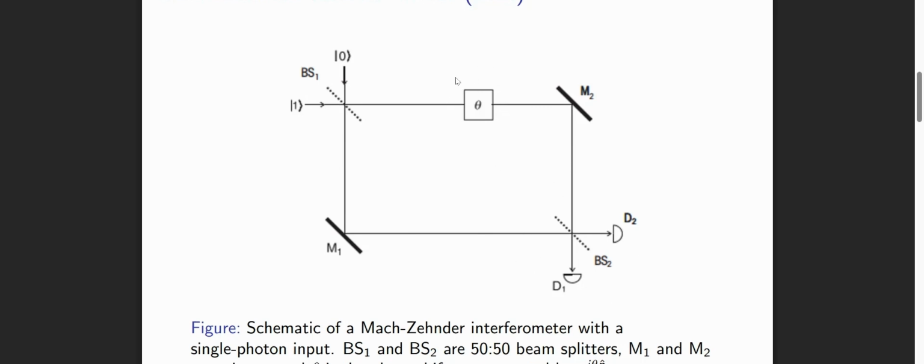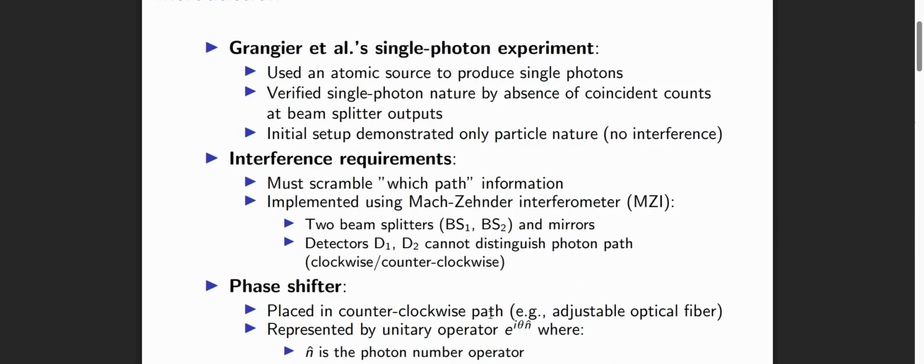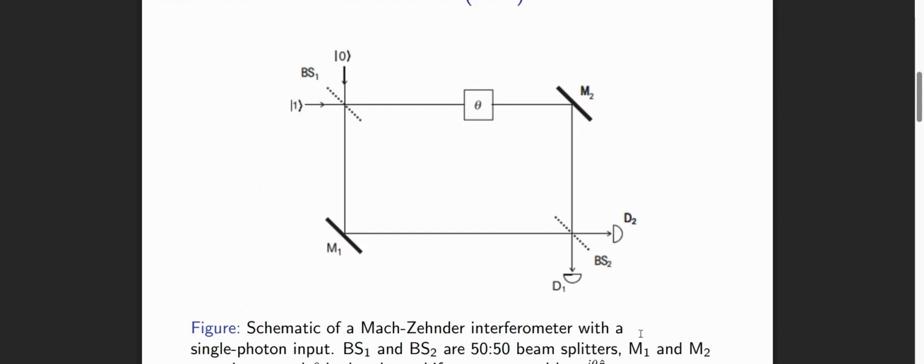And there is an additional phase shifter to add an additional phase between the photons. If a photon is getting transmitted or reflected, this phase shifter adds an additional phase between the two of them, right? And that's what is written over here. The operator form for this phase shifter is given by e to the power i theta n cap, where n cap is just the number operator and theta is the relative phase shift between the two paths.